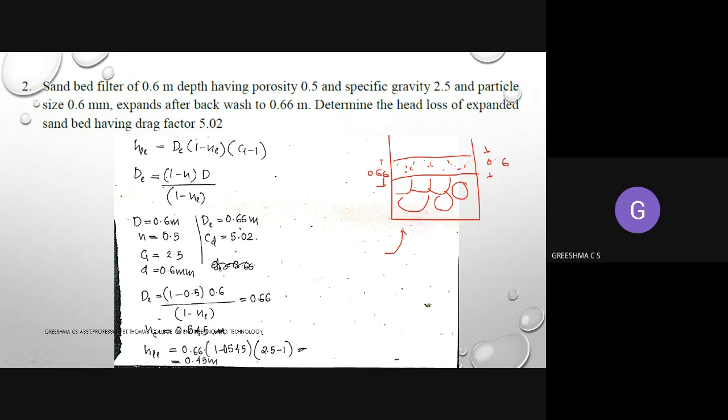It has increased to 0.6 now. You have to determine the head loss of the expanded sand bed having a drag factor of 5.0. So, the head loss of the expanded sand bed. Okay, first of all, write down all the parameters.